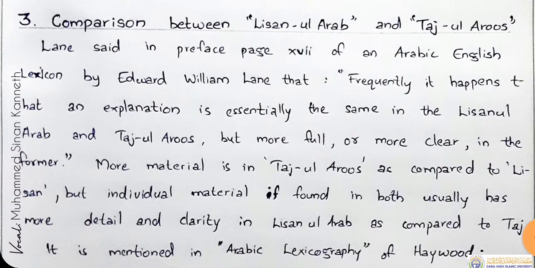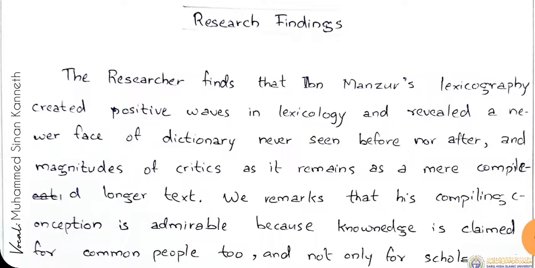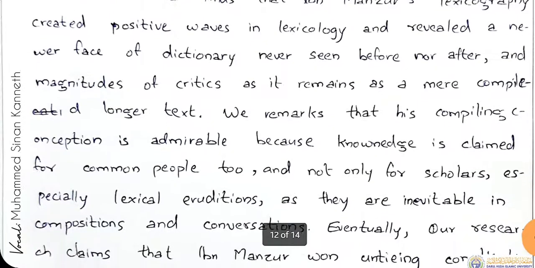And the French lexicographer Haywood John is also saying that Lisanul Arab contains 80,000 entries, Tajul Arus with its 120,000 entries. However, it is comparatively deficient in its illustrative examples. The same book says that though William Lane may have favored Tajul Arus, the Lisan is still the major reference. He is still referring to and preferring Lisanul Arab in his extended version of Arabic lexicography.